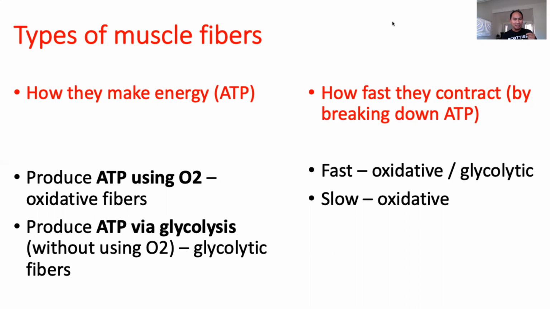Oxidative fibers, as the name says, use oxygen for their energy production. And glycolytic fibers use a process called glycolysis, which uses the glycogen in the cell to generate energy.